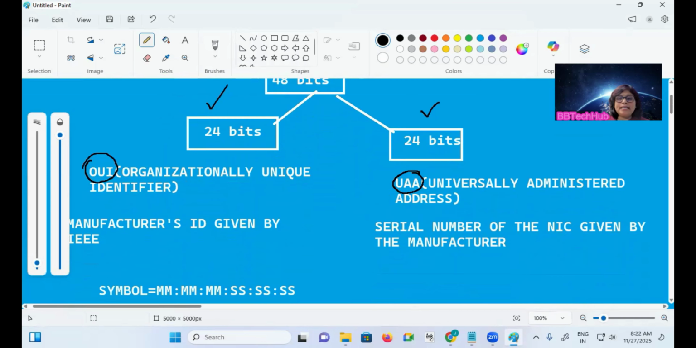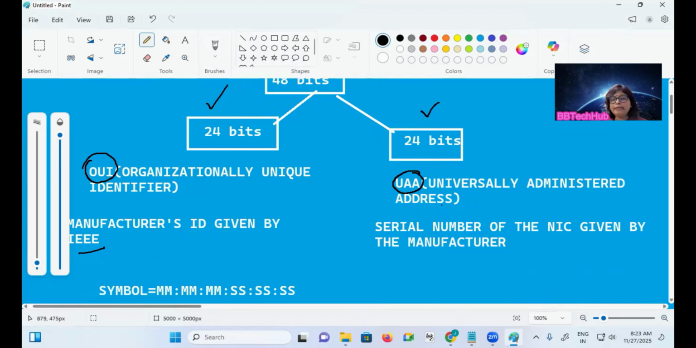Now the question, what is this OUI? This is the manufacturer's ID given by the IEEE. So when a manufacturer is manufacturing the network interface card, the manufacturer gets an ID from the IEEE. What is IEEE? The full form is Institute of Electrical and Electronics Engineers. This organization gives an ID to the manufacturers, and the manufacturers put this ID in the first 24 bits of the MAC address.